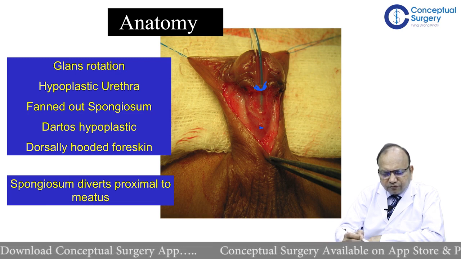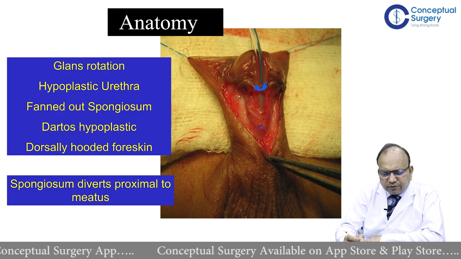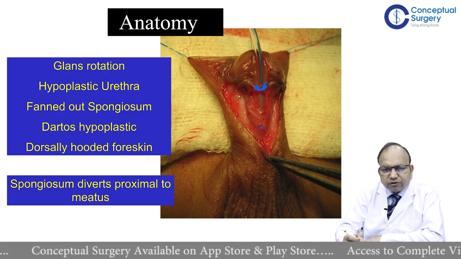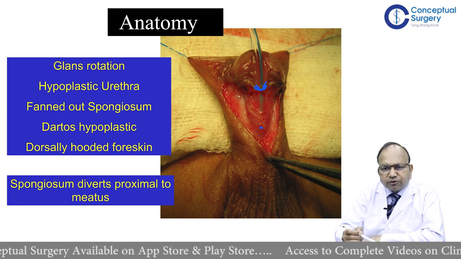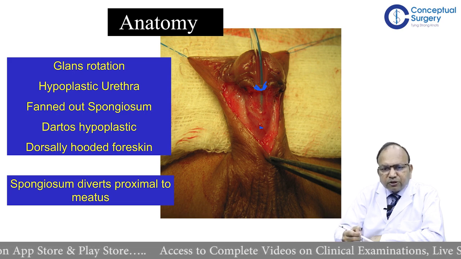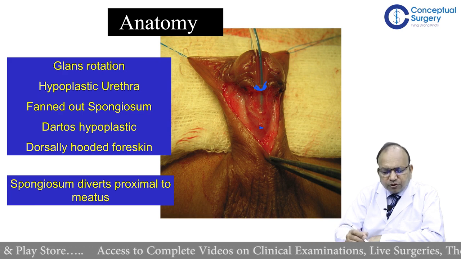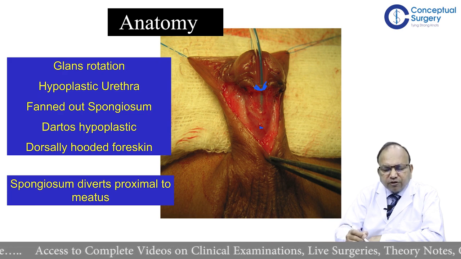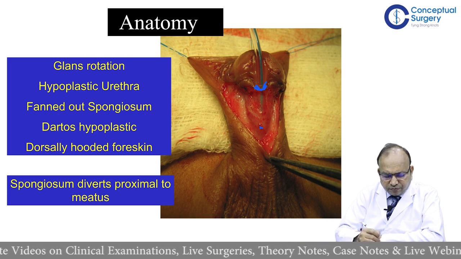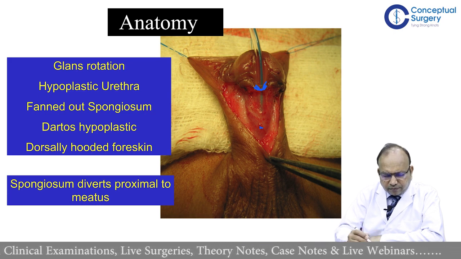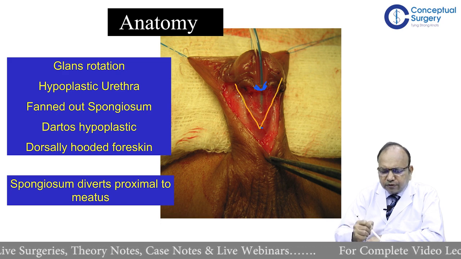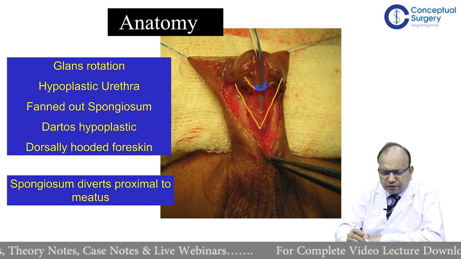And this is again what I meant: the meatal location is very distal, but the defect starts quite proximal. So it is important from a surgical point of view that the hypospadic deformity starts where the corpus spongiosum starts deviating on two sides. And this triangular defect is from here to here, not from here to here.